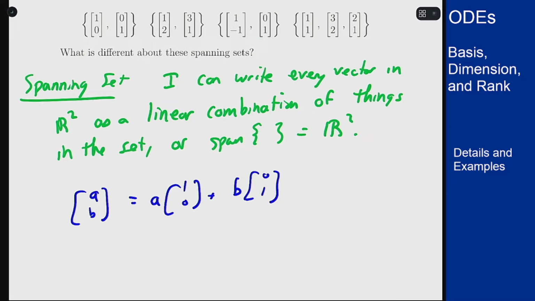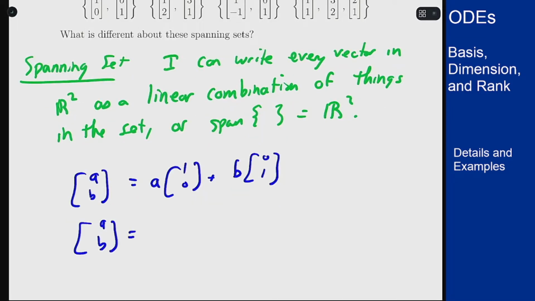I can write any vector (a, b) as a times (1, -1) plus (a + b) times (0, 1). And if you work this out, you'll see when you combine those vectors, you get exactly (a, b). And these work for any real numbers a and b. They span all of R2.